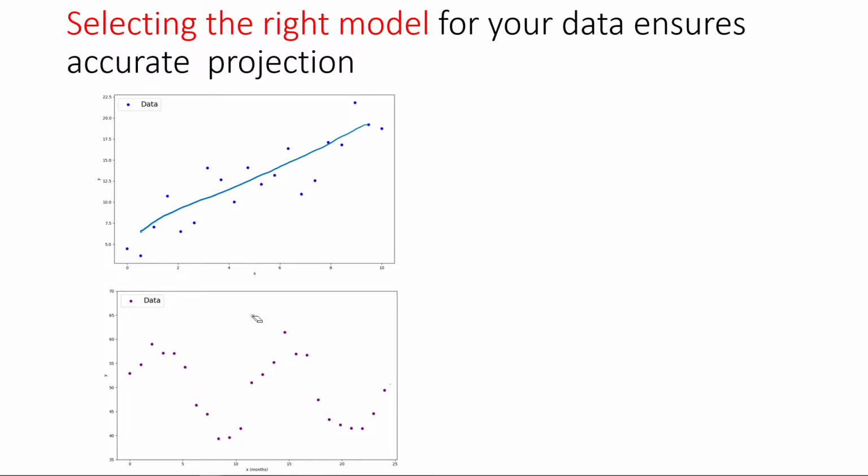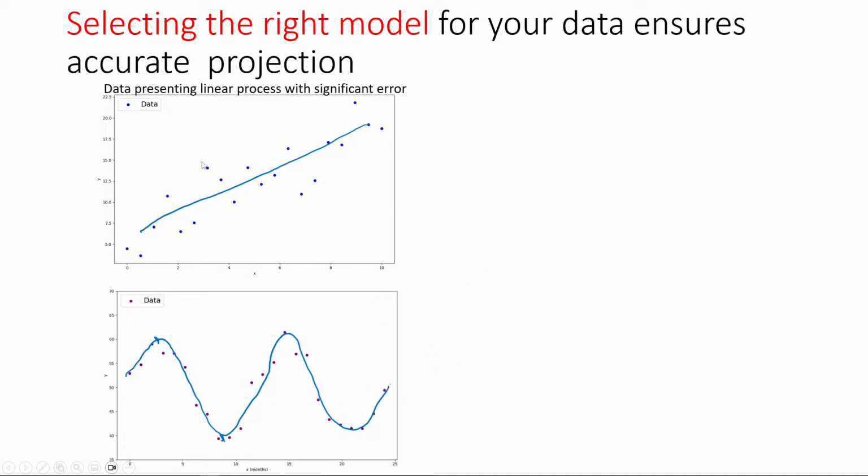But maybe this data would be better fit by some type of periodic model, because I see some periodicity here. I see something going up and then going down, going up and going down, and going up and going down. So that might be a better model for my data. I would fit it with a non-linear model, especially a model that has some periodicity that keeps repeating, like a trigonometric function, a sine function or a cosine function, something that has this periodicity in it.